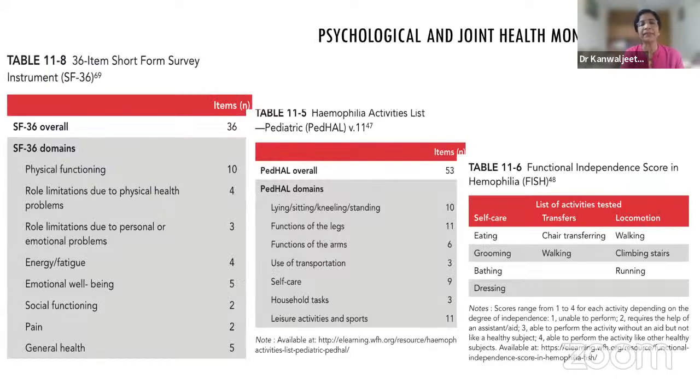So besides the factor replacement and the physiotherapy and immunization, we need to look at the psychological and joint health monitoring as well. SF36, the short form questionnaire, looks at the quality of life, your emotional well-being, social functioning, pain, general health, as well as the Hemophilia Activities List, what kind of activities the patient is able to do, and the Functional Independence Score in Hemophilia, FISH. So FISH has a different meaning in hemophilia monitoring.